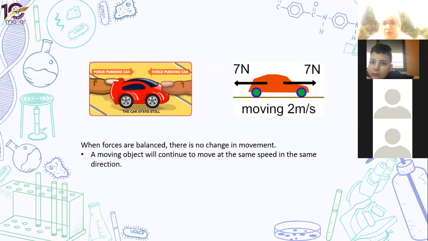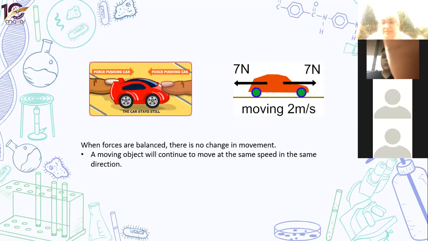What if the object is already moving? So I have this car. It is a toy car moving with a speed of 2 meters per second. It's a toy car, not a real car. I have an engine inside it, and there is friction, because the opposite force is friction. But both of them are balanced. So I have 7 newtons to the front and 7 newtons to the back. So they are balanced forces.